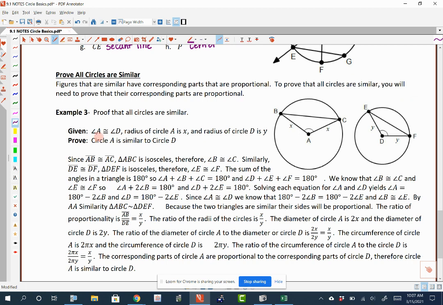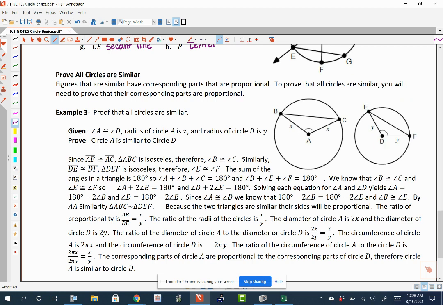It says that we're given angle A is congruent to angle D. So it would be an angle inside this triangle, the center of our circle. We don't know what they are, but they're equal. The radius of circle A is X, and we know any distance from A is going to be X. So we've got two values of X there. And the radius for circle D is Y. So again, we've got two radii there. So both of those are Y. So we're going to prove that circle A is similar to circle D.